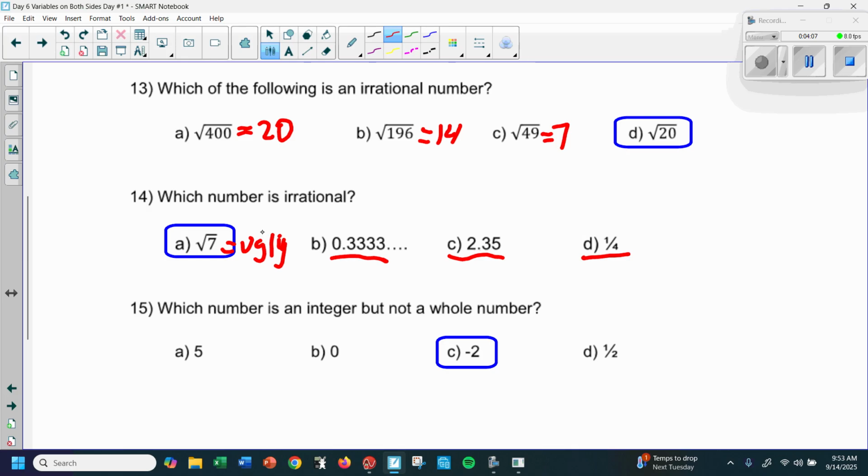I know. Which number is an integer, but not a whole number? So let's decide if any of them are not an integer. 1/2, you would not find on your standard number line. So it's not an integer. It has to be an integer. Now, which one's not a whole number? Well, whole numbers start at 0. So it's got to be the negative answer.